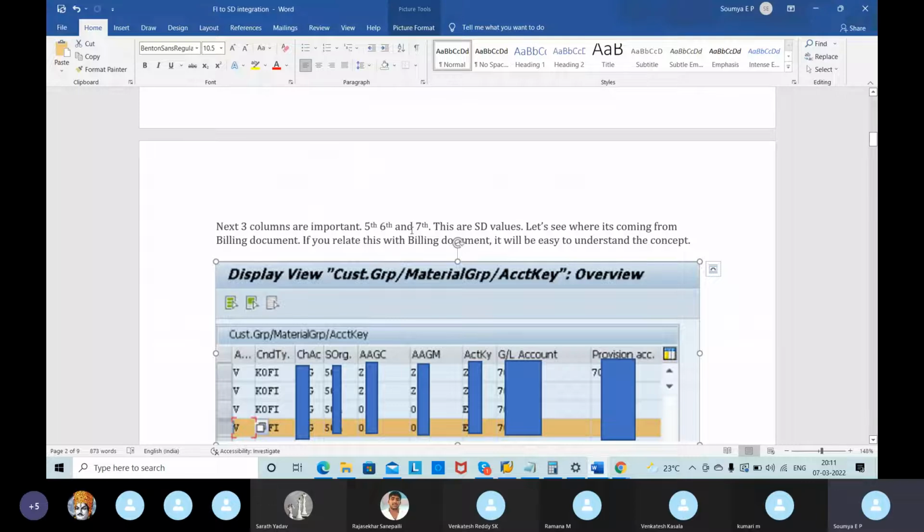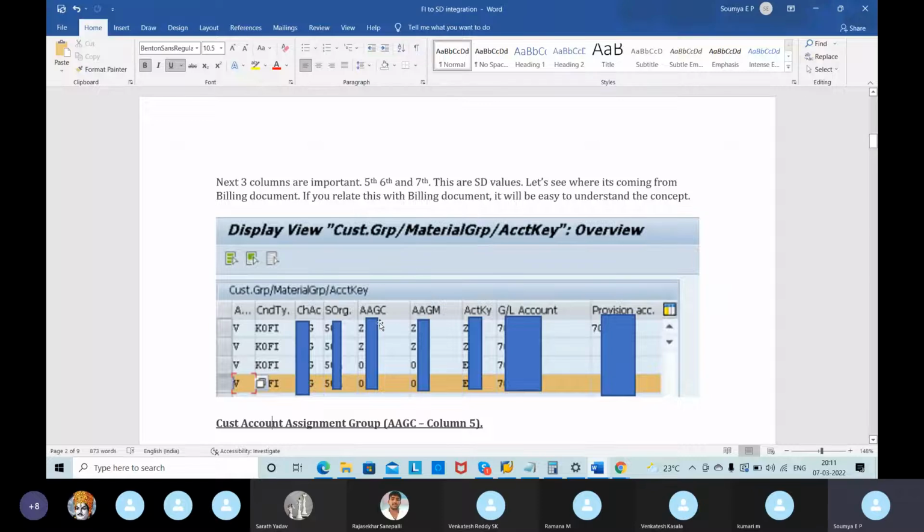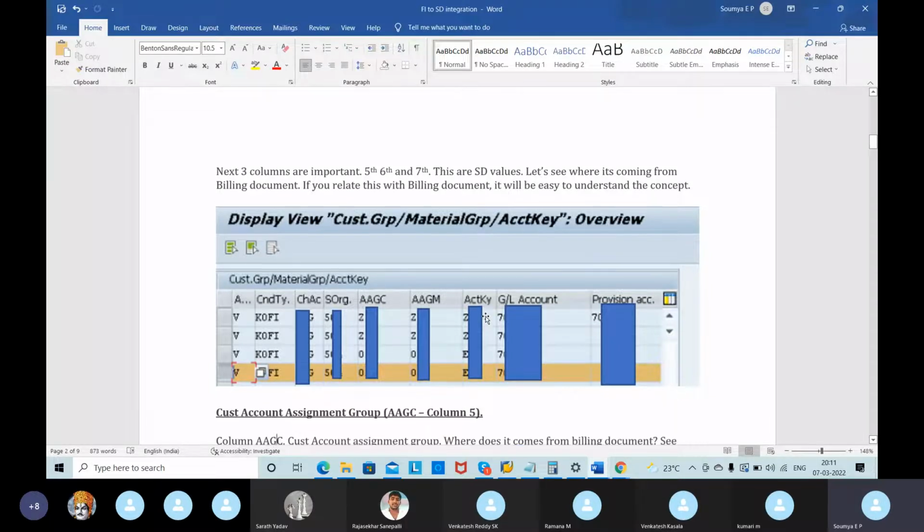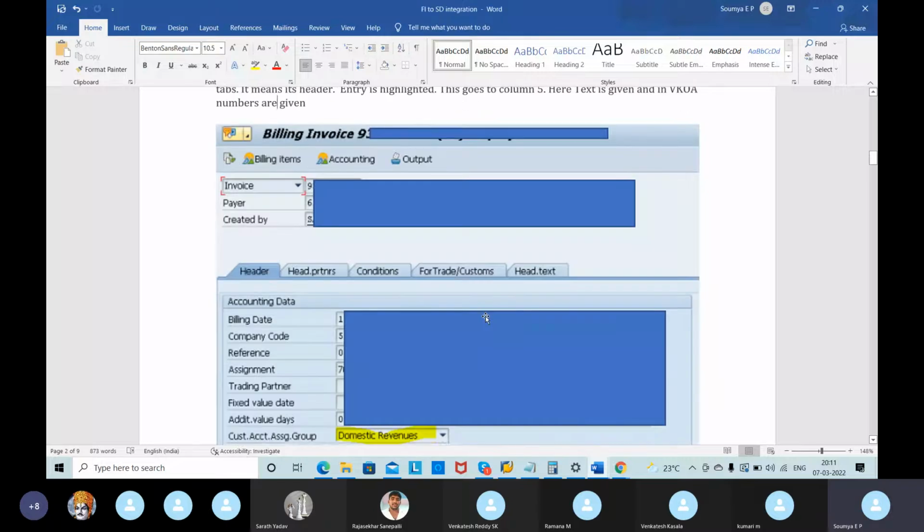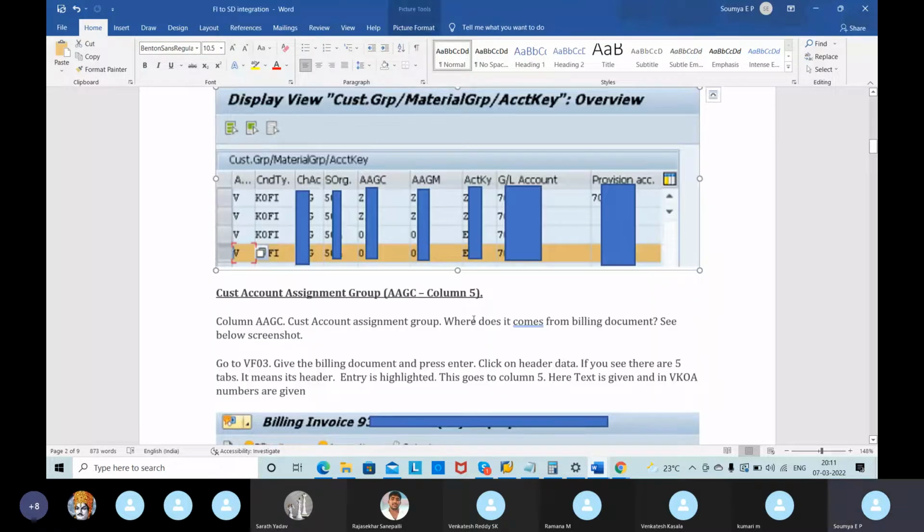Next, columns 5, 6 and 7 are very important. These are SD values. Let's see where they come from. They come from the billing document. If you relate them to the billing document, it will be easy to understand the concept. The 5th, 6th and 7th columns are AAGC, AAGM, and ACT account key. The customer account assignment group is AAGC, column 5. Where does it come from?